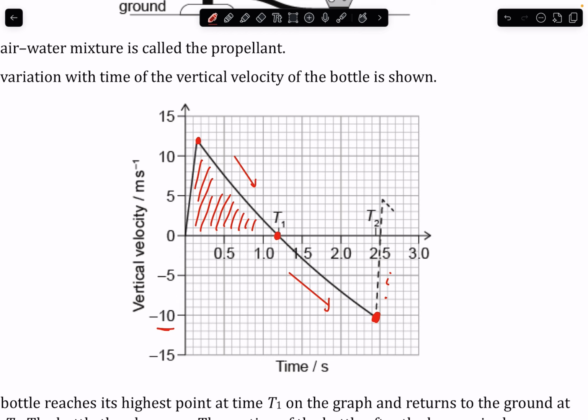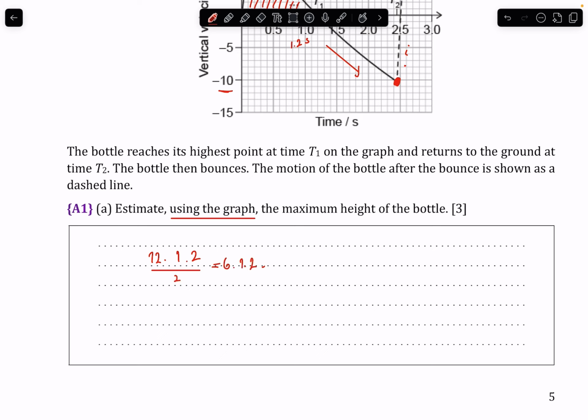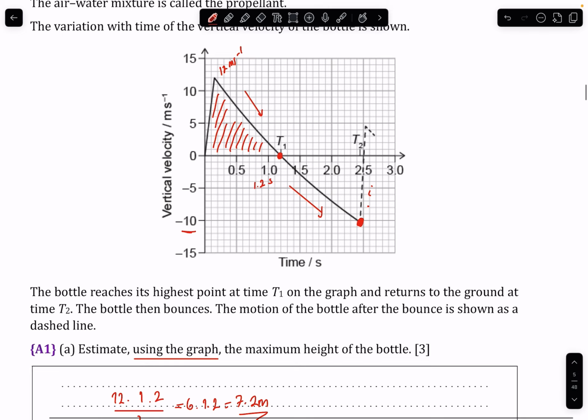If we look here, we can say 1.2 seconds maybe, and this is about 12 meters per second. This is a triangle, so if we just did 12 times 1.2 over 2, we would get 6 times 1.2, which is 7.2 meters. In the mark scheme, it also says that it can vary between 6.4 and 7.4, if I'm not wrong. So 7.2 meters is the maximum height of the bottle.